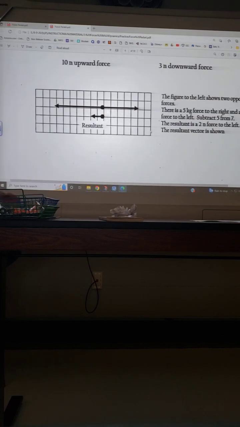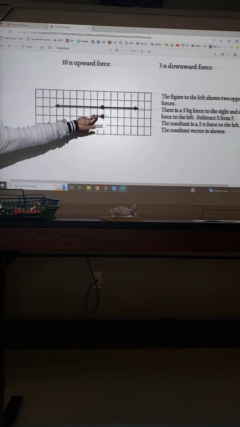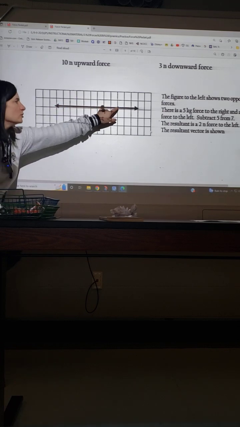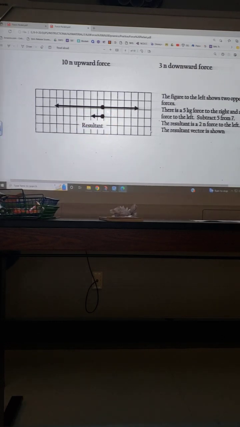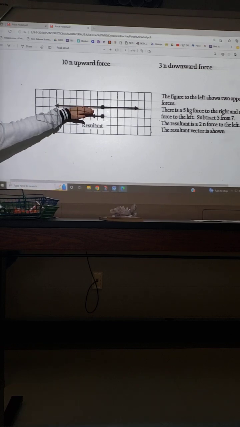Here they might show 2 arrows where you would need to decide, are you combining them because they're going in the same direction, or do you subtract them because they're going in opposite directions? So here they're going in opposite directions. So you go 1, 2, 3, 4, 5, 6, 7, 1, 2, 3, 4, 5. So 7 minus 5 leaves you with a resultant of 2. Okay, so these are the 2 vector forces, and then it wants to know what force are you left with at the end.